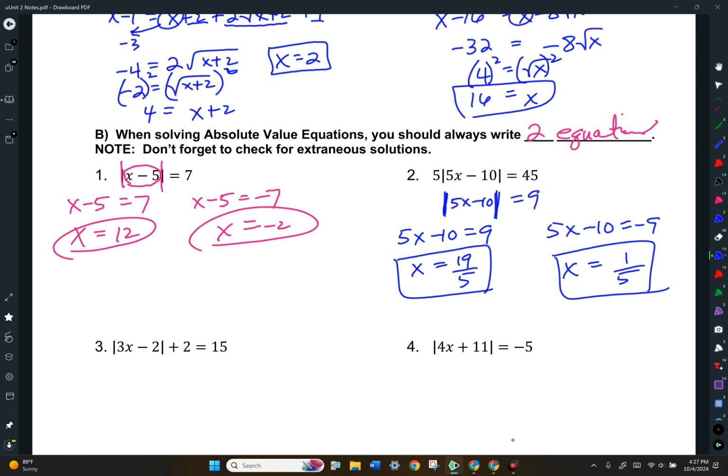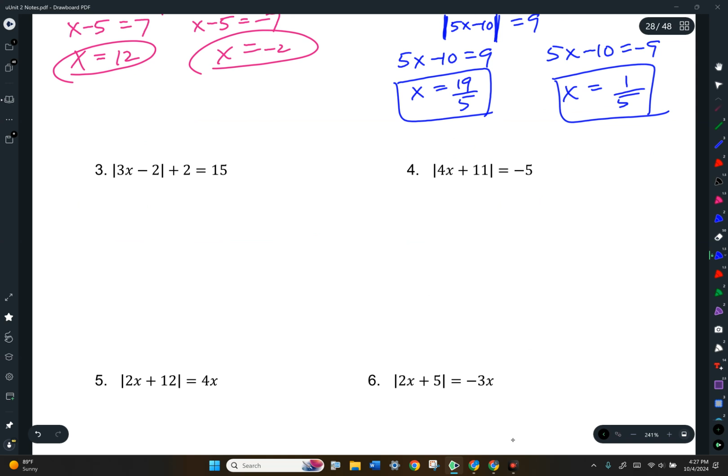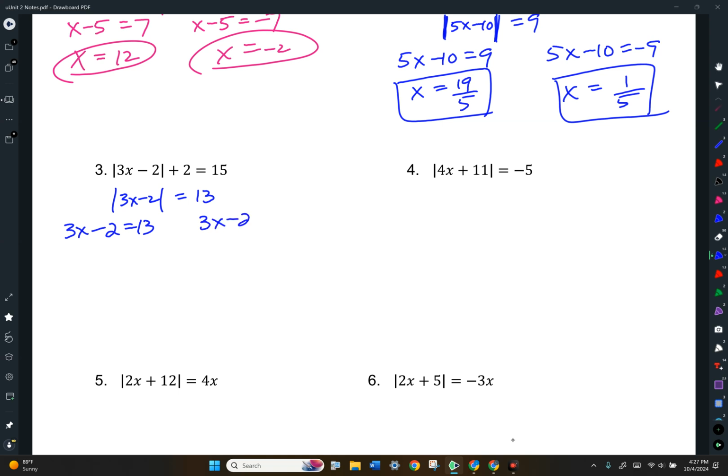Okay, so on number 3, if I get the absolute value by itself first, I've just got the absolute value equals 13. Now that it's by itself, I can write my 2 equations. So either 3x minus 2 equals 13, or 3x minus 2 equals negative 13. Solve each one separately. So if I add 2, that's 15 divided by 3. Over here, if I add 2, that's negative 11 divided by 3.